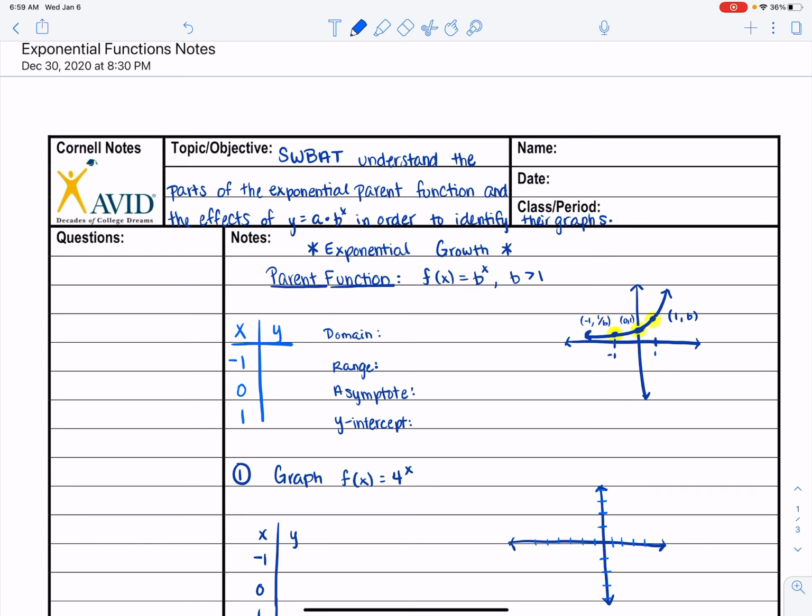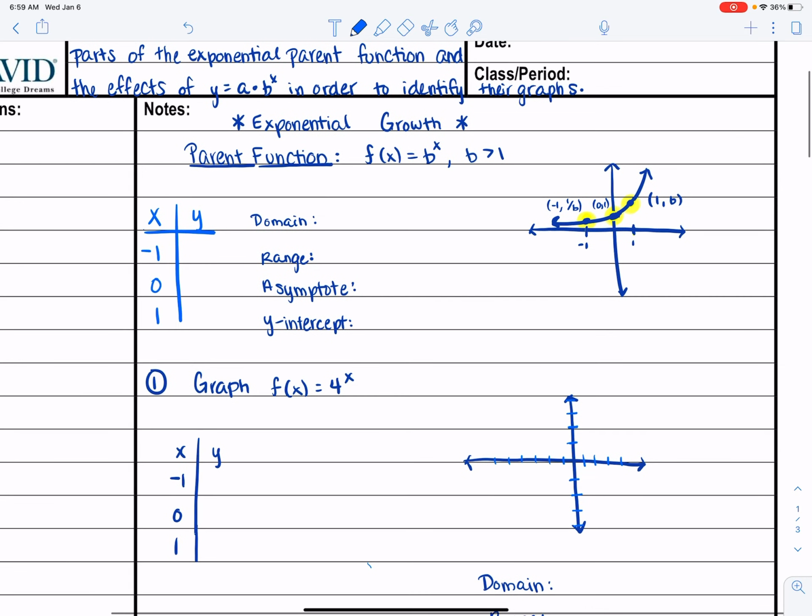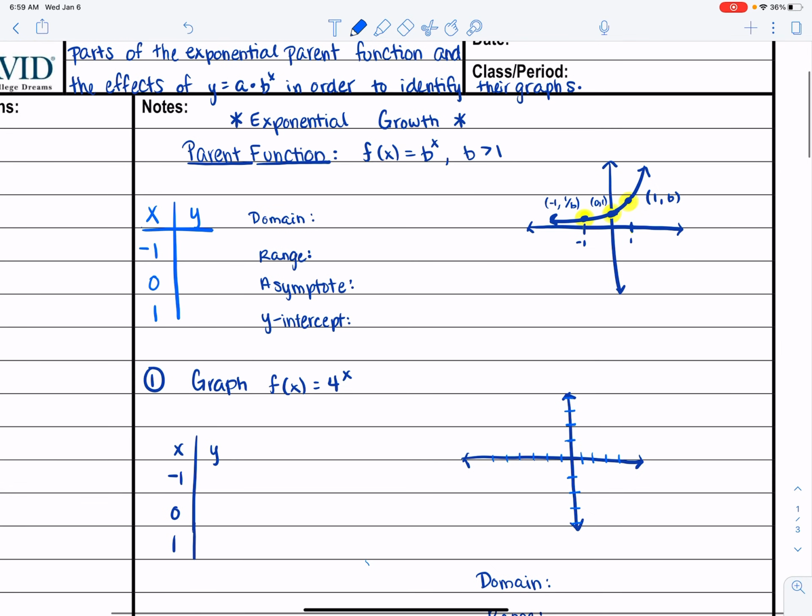So let's talk about just a couple of things about this graph. I've taken b to the x power, and I've given you the graph that you would get from that. So it's going to look like this. Now, how did I come up with that? If I take random x values, so I picked -1, 0, and 1.